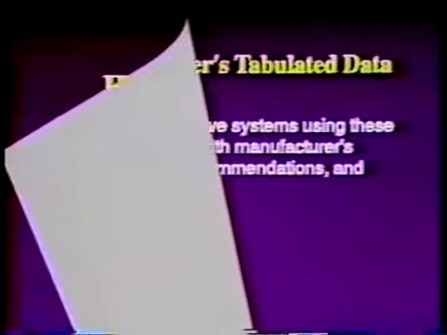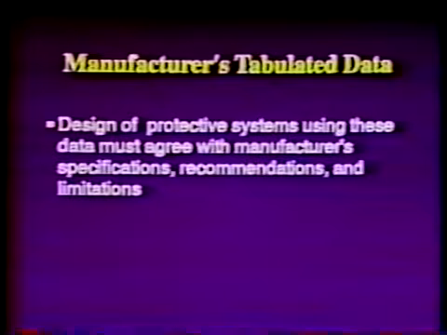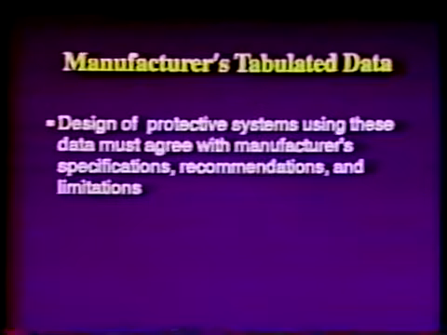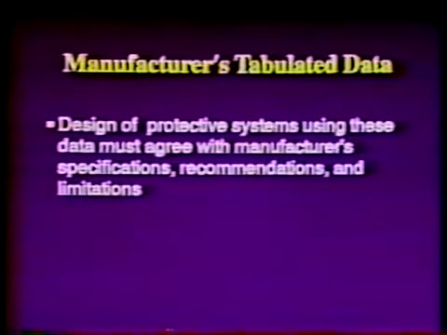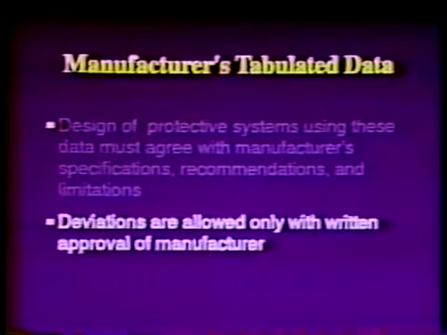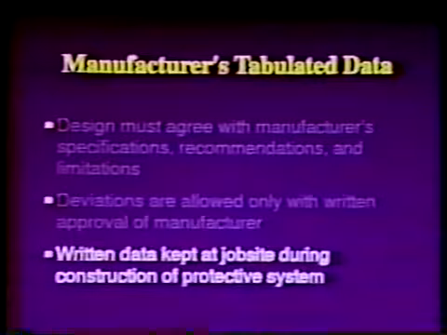The second option is to use manufacturer's tabulated data. Design of support, shield, or other protective systems using these data must agree with all specifications, recommendations, and limitations issued or made by the manufacturer. Deviations are allowed only with the manufacturer's specific written approval. These data are to be in written form and kept at the job site during construction of the protective system.